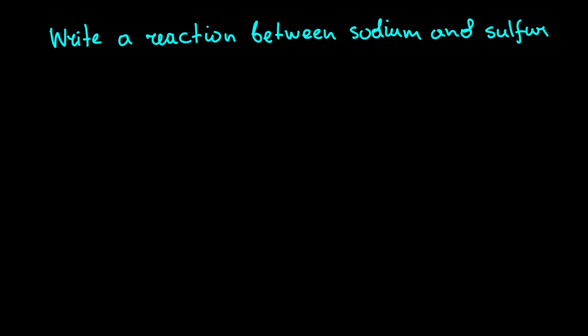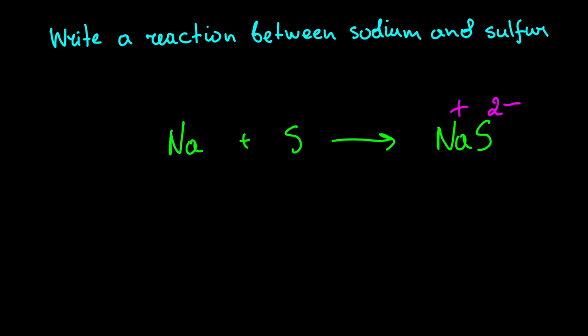What we write is Na plus S, then add a reaction arrow and combine those two elements together to get NaS. Now, elements in compounds have charges. Sodium charge is plus and sulfur is 2 minus. We swap charges with subscripts to get the Na2S formula. All that's left is to balance the equation. We can do it by writing a coefficient 2 in front of the sodium atom.